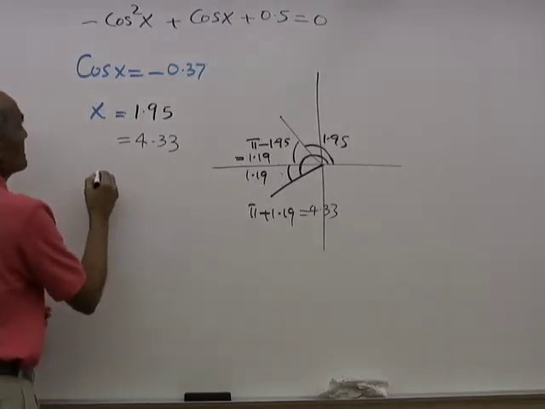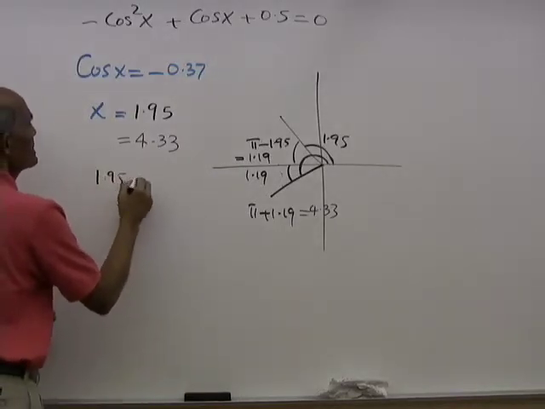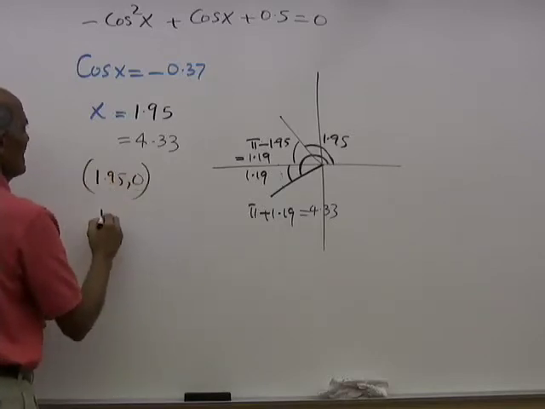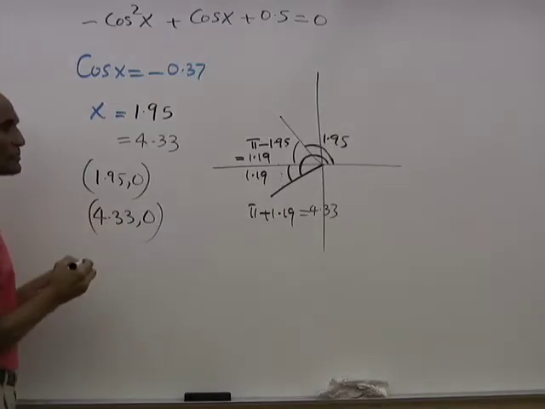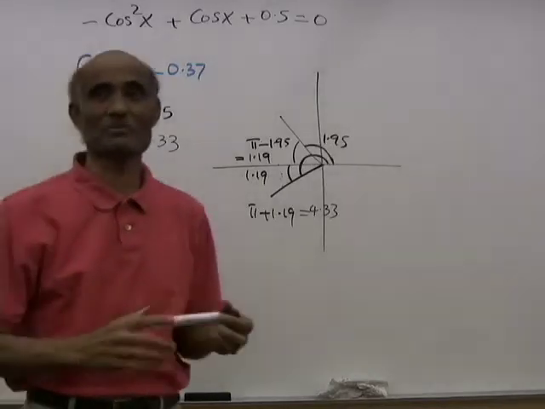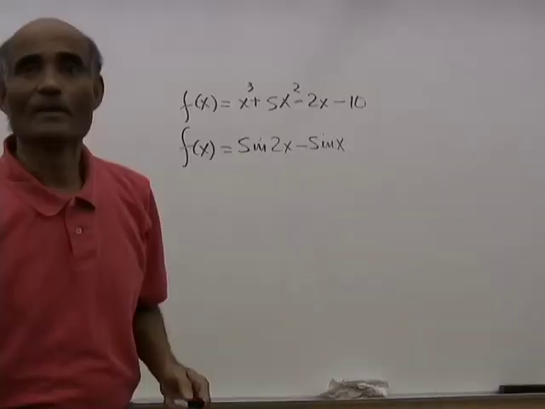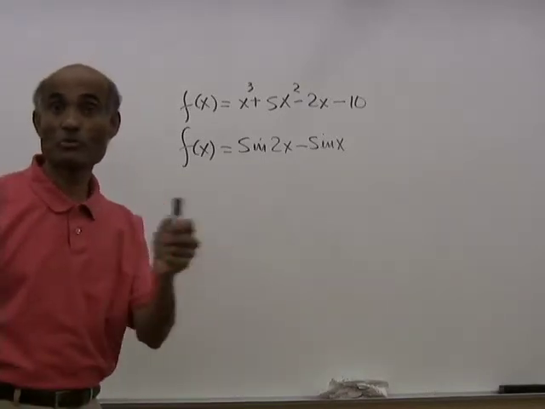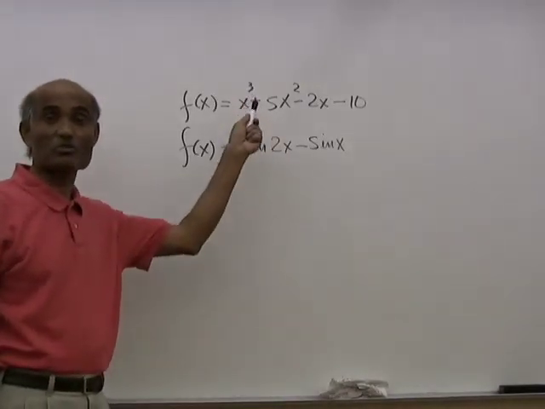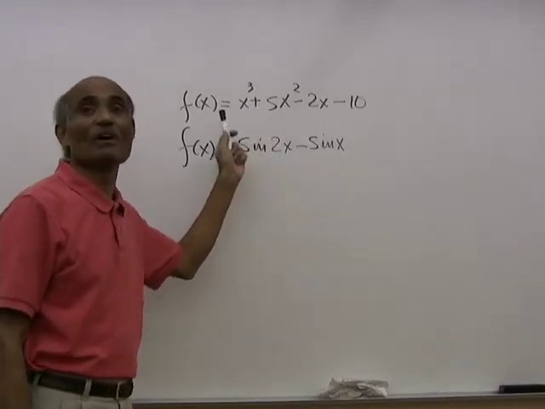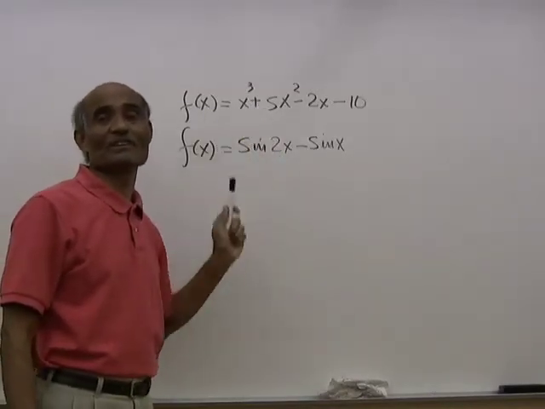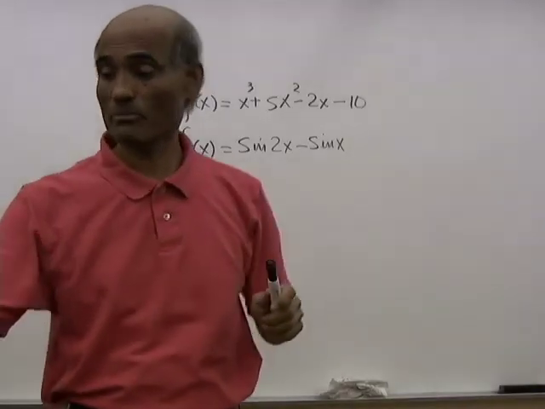Your x-intercepts are 1.95, 0 and 4.33, 0. Those are the two x-intercepts. All right. Now, before you get too tired, I want you to try these two. Find the x and y intercept of these two functions. All right? And if you need any help, let me know.